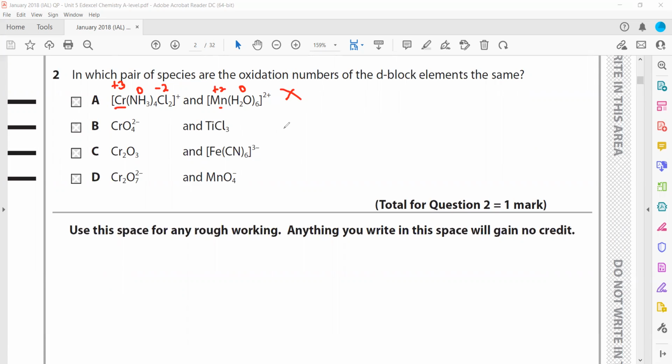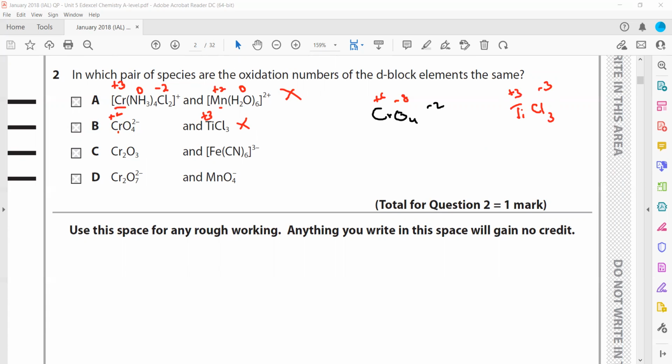When we check the second one, in CrO4, the overall charge is -2. One oxygen is -2, so 4 oxygen will be -8. So chromium should be +6. And in titanium chloride, each chlorine is -1, so 3 chlorine should be -3, so titanium should be +3. So it is not the same: chromium is +6, titanium is +3.